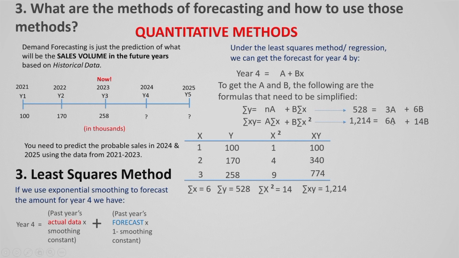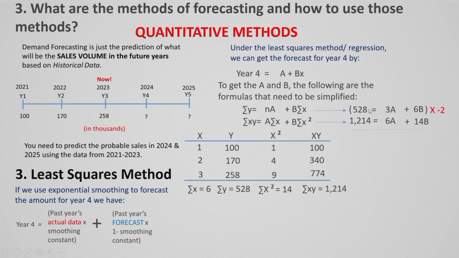Okay? Now, moving forward. The problem is, if we multiply this 3a by negative 2, the whole equation will be affected. We need to multiply also this 528 and this 6b here by negative 2. So, let's do just that. Okay? Now, if we do that, then this equation will be changed.